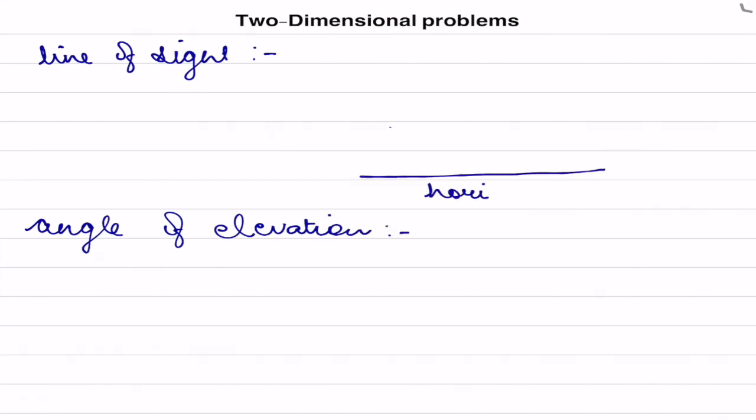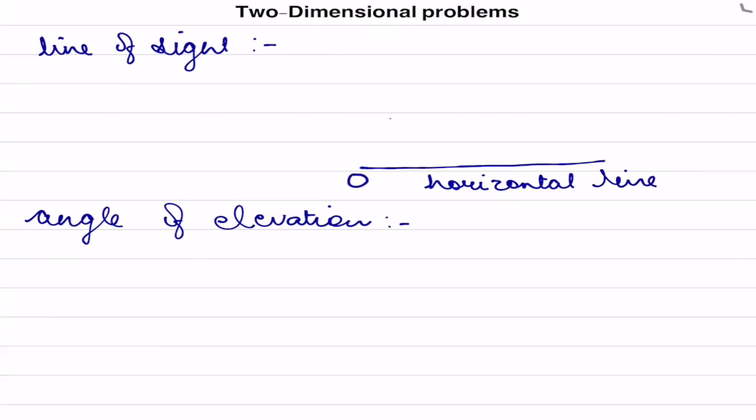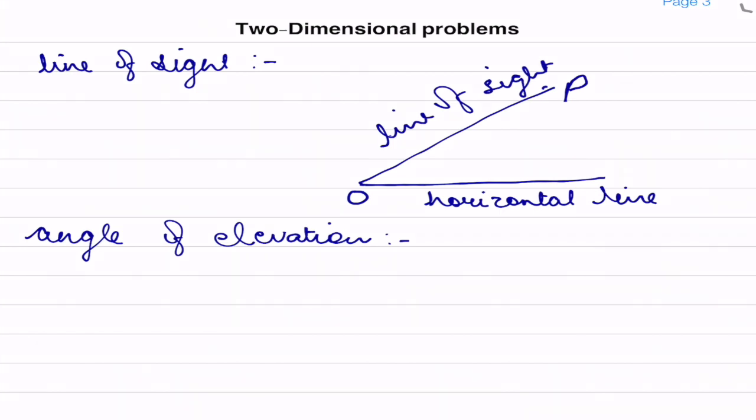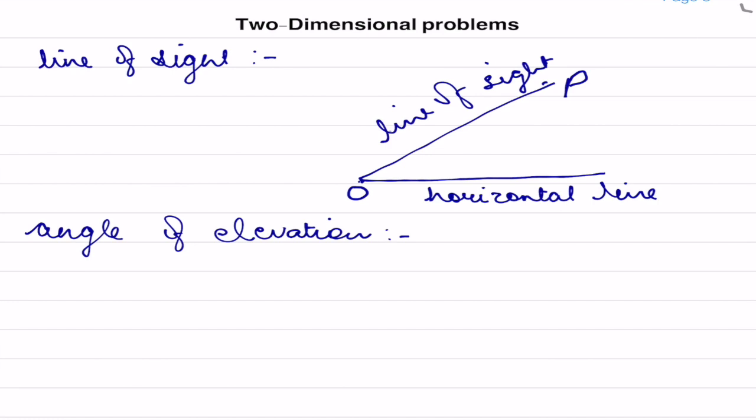Suppose this is your horizontal line, or you can say the base, or the ground. Suppose a person is standing here at a point O and he looks at an object P which is here, then OP is called the line of sight. Again I'll explain. If the person is standing on the base, or the horizontal line or ground, at a point O, and he observes one point which is here at point P, then OP is called the line of sight. Next is angle of elevation.